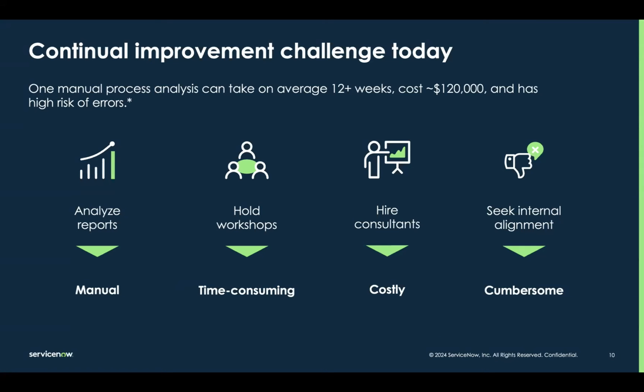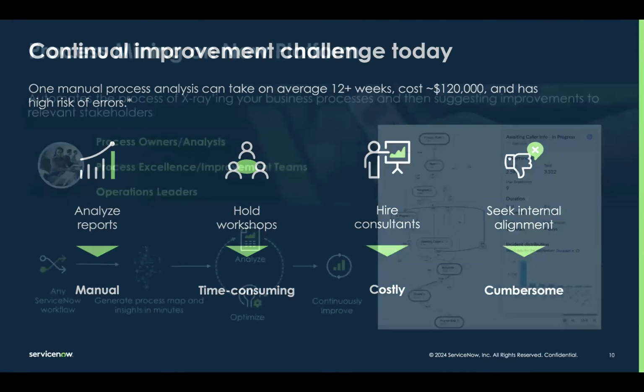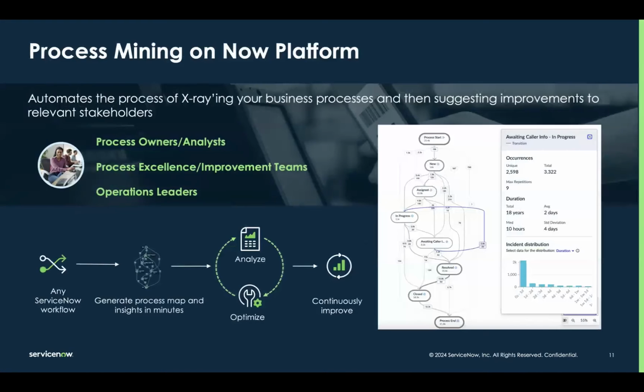And then once we get through all of that, we still have to get internal alignment on the optimal path forward. At the speed at which most organizations are trying to move these days, by the time we get through all that, the optimal path forward may have already changed. And this is where process mining comes in. Process mining accelerates our ability to start seeing the reality of what's going on.